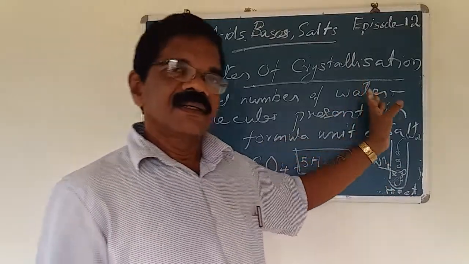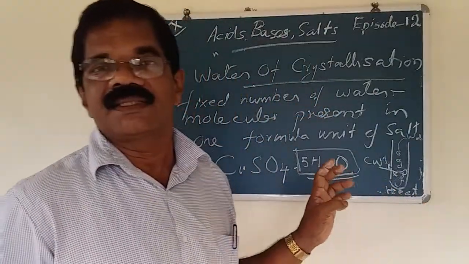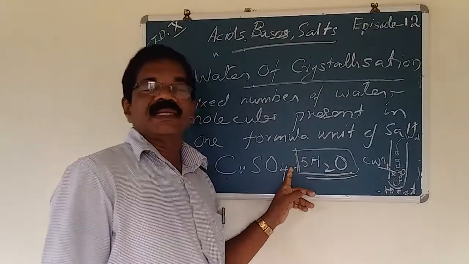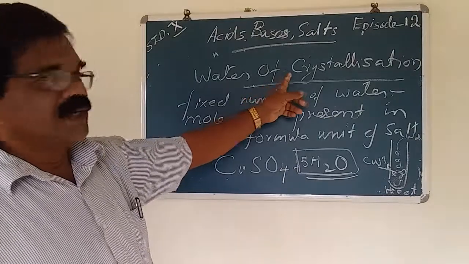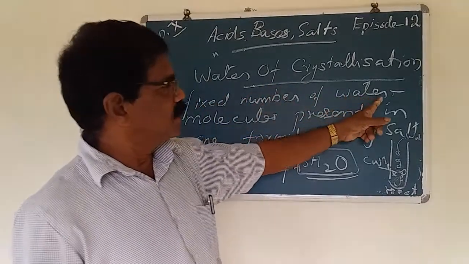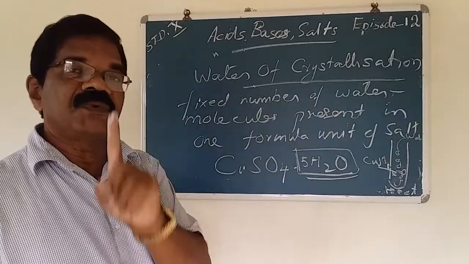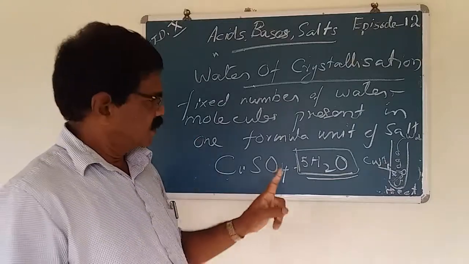Similarly, the molecular formula of sodium carbonate is Na2CO3 10H2O. Here 10H2O is known as the water of crystallization. Then you come to the definition: the fixed number of water molecules present in one formula unit of a salt.